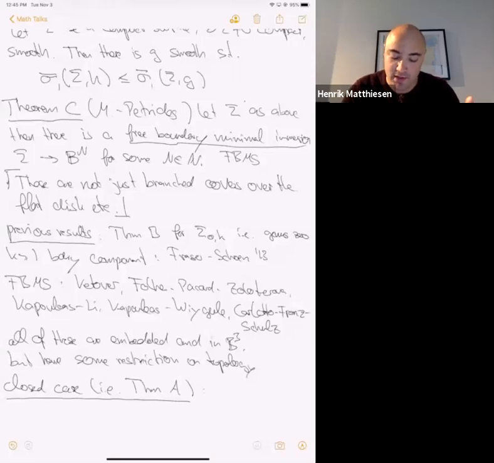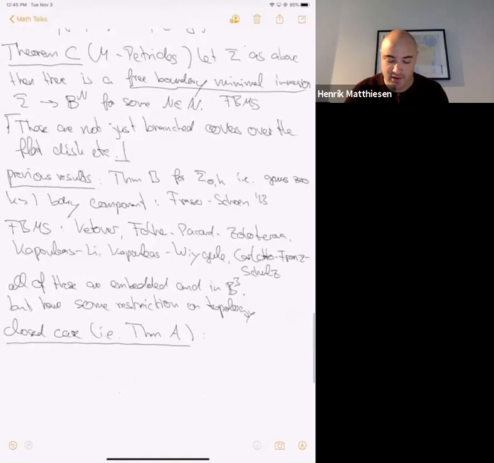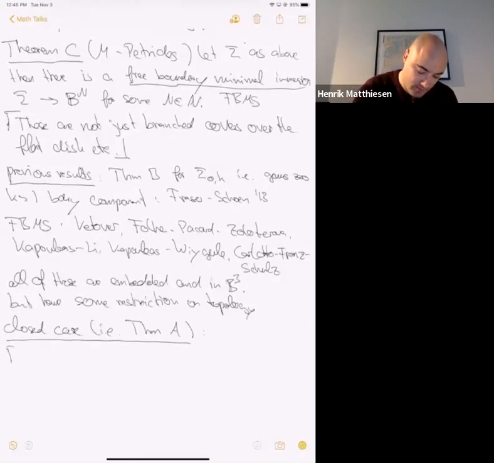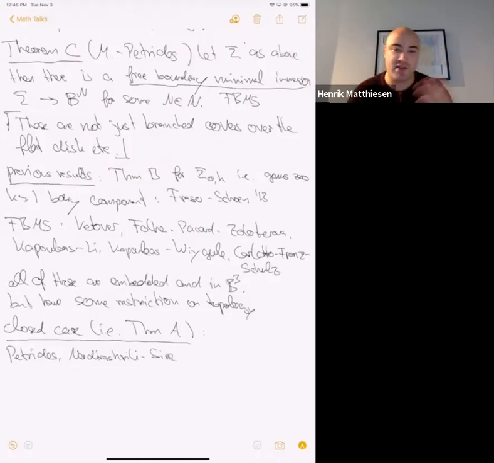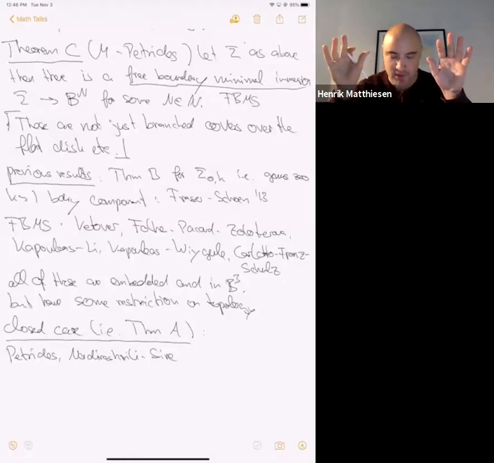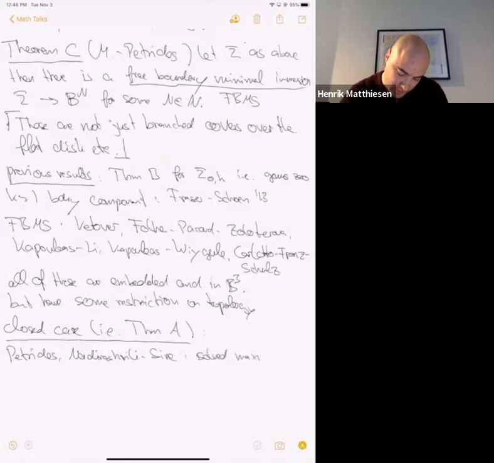That's work by Romain Petrides, and also independently Nadirashvili and Sire. Nadirashvili and Sire still had some extra assumption that Romain could remove, so they have two independent proofs. They solved the maximization problem in a fixed conformal class.